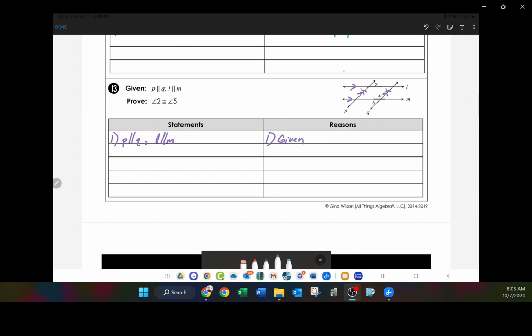So why is angle 2 congruent to angle 3? They're also interior. Alternate interior angles are congruent. And why is angle 5 congruent to angle 3? So that means that angle 2 is congruent to angle 5, by the transitive property.